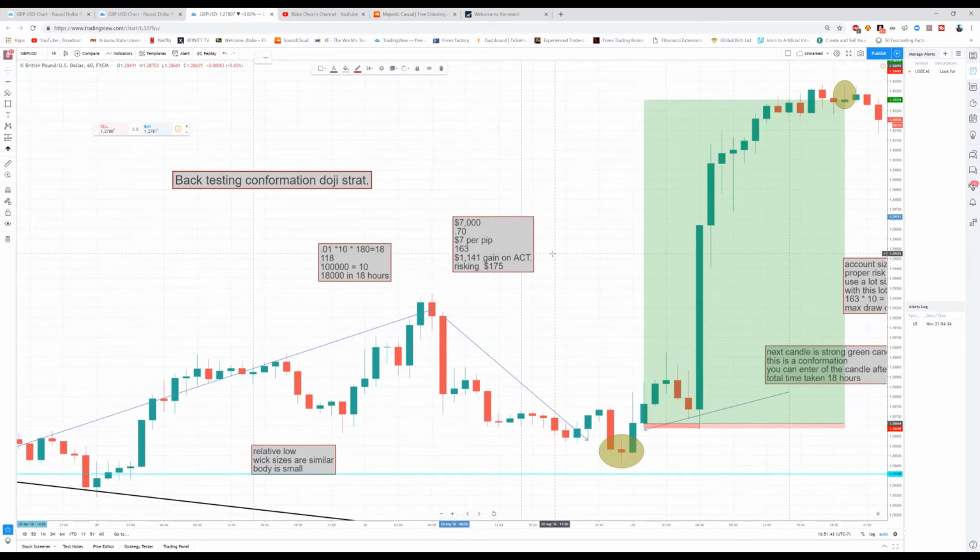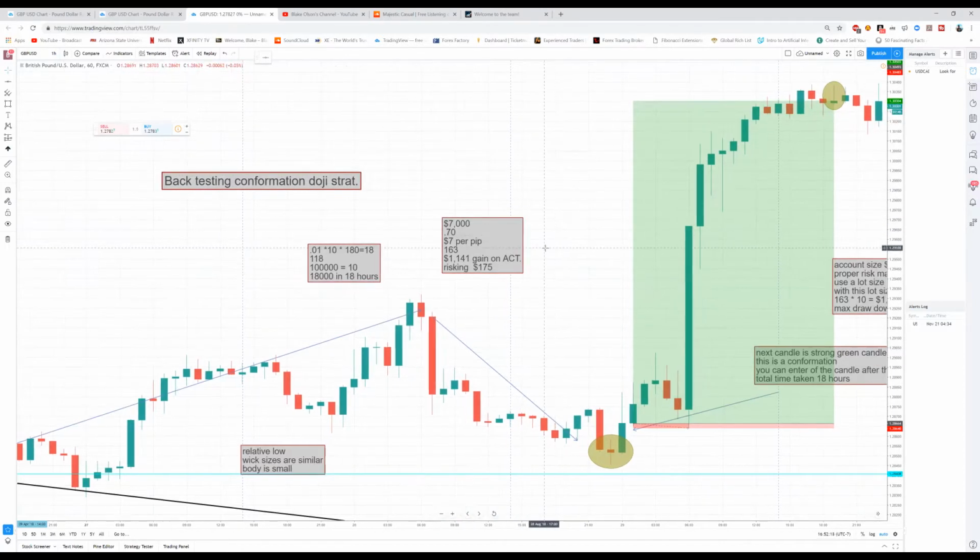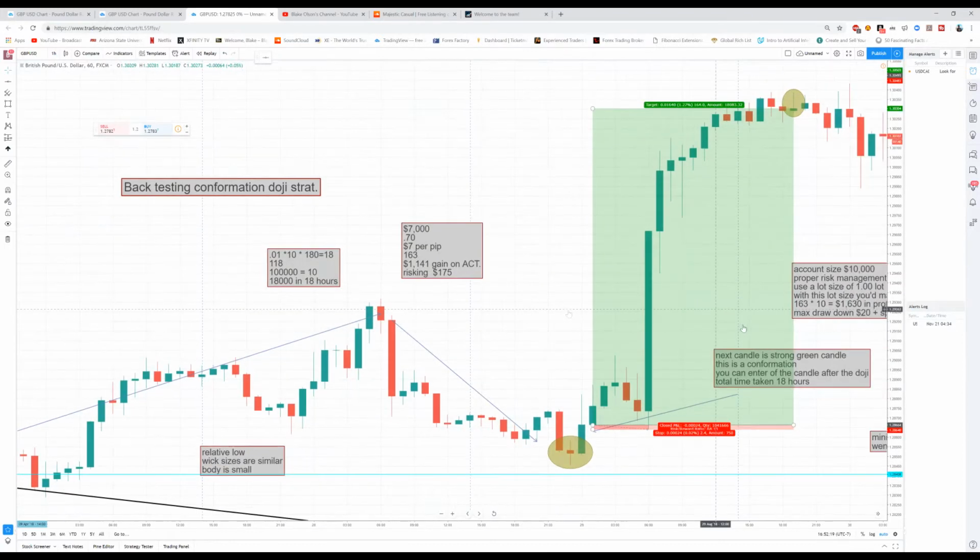So how does this help us? Well, let's say that we don't have a $7,000 account. Let's say that we have any other size of account. Let's turn this into percentage terms. In order to do that, we take the gain, which is $1,141, and divide that by the starting value, which is 7,000, and we get a gain of 16.3. So 16.3% gain on any size account using proper risk management.